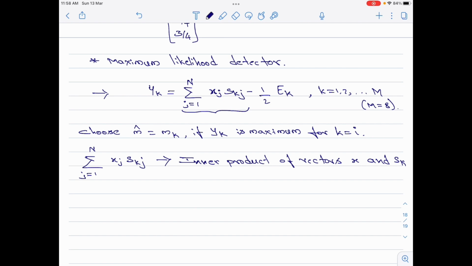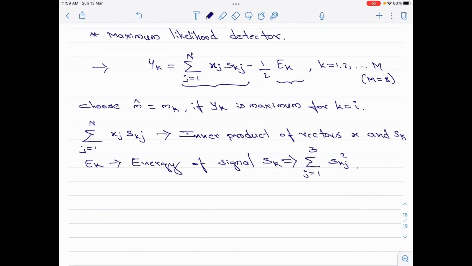Coming to the second part, which is Ek, it is the energy of signal Sk. Please note the energy of the signal in terms of its coefficients Skj can be given as summation j varying from 1 to 3, because it is a three-dimensional signal space, Skj square. Before computing Yk, I will show how to compute the value for the energy of each signal. The energy of the signal is given by the expression here.